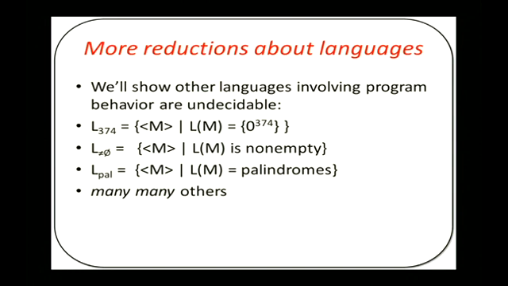This language is about machines which only accept one string, 0 to the 374. You can create a DFA for this. There's a DFA which accepts just this string, because for a finite language you can create a DFA, so you don't even need very complicated code. But if I ask whether this program only accepts that string, it's a hard question because code is complicated.